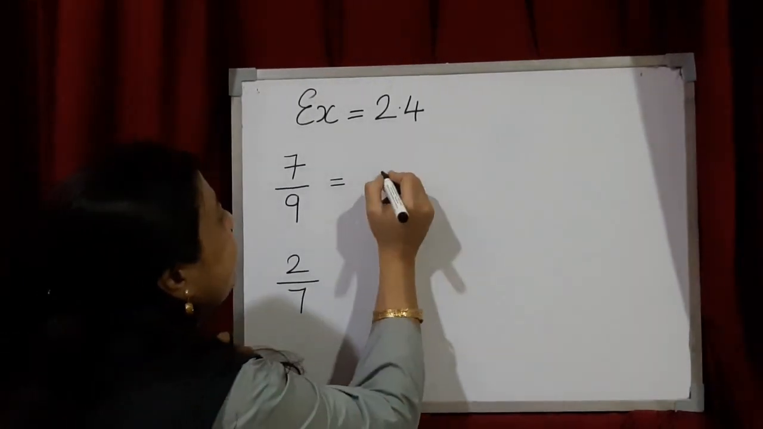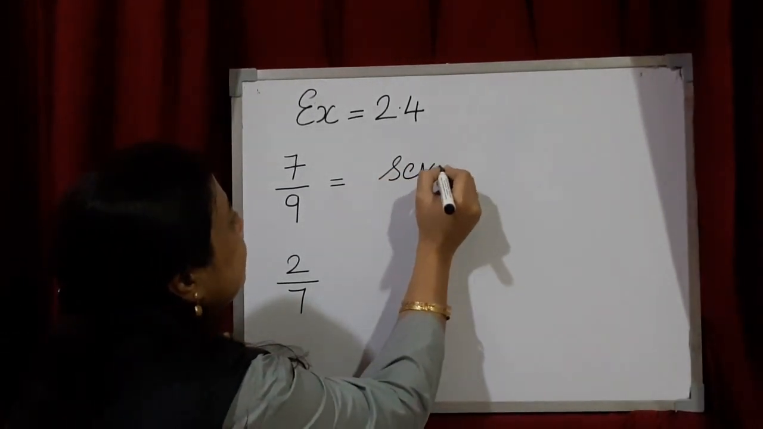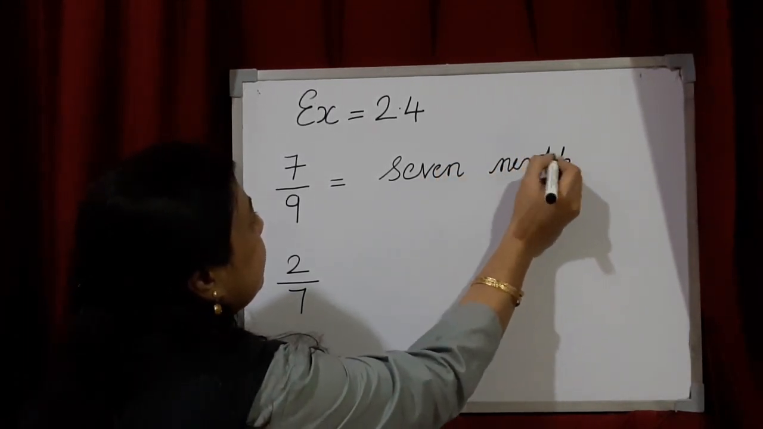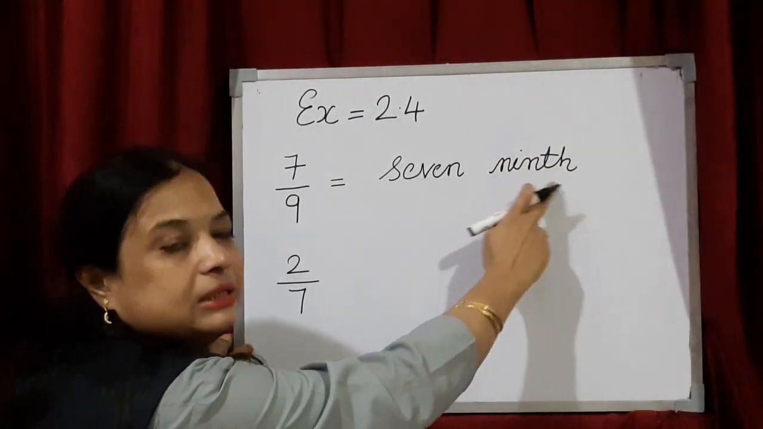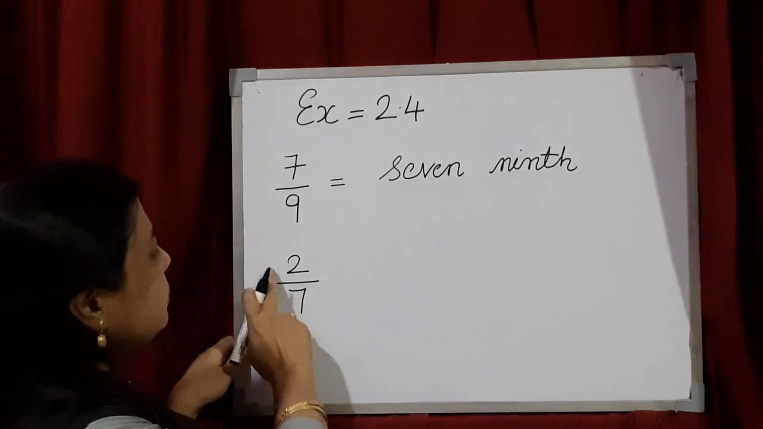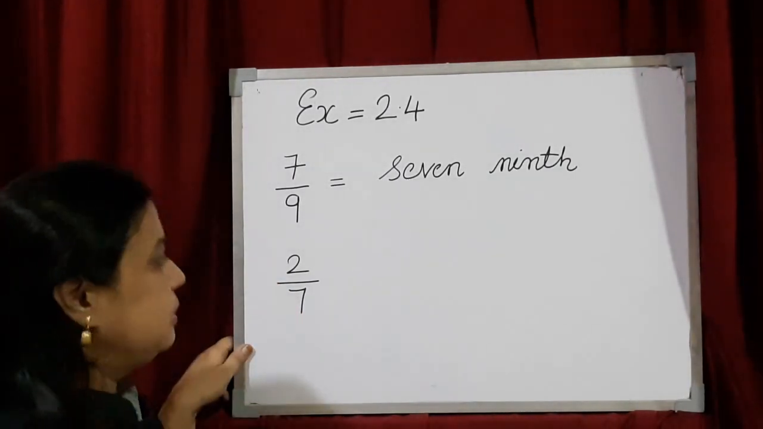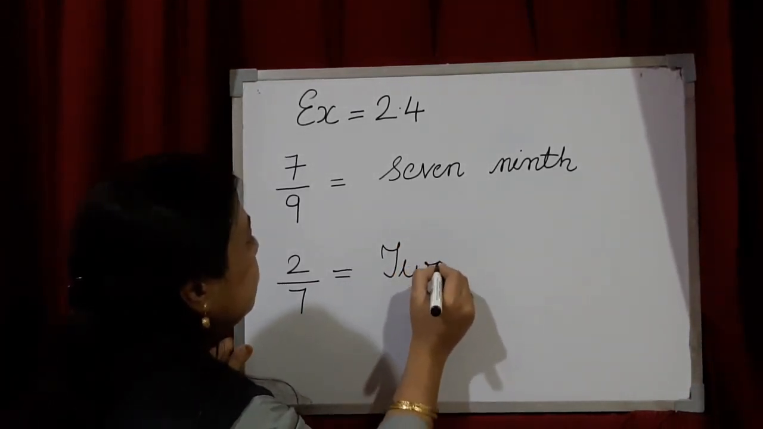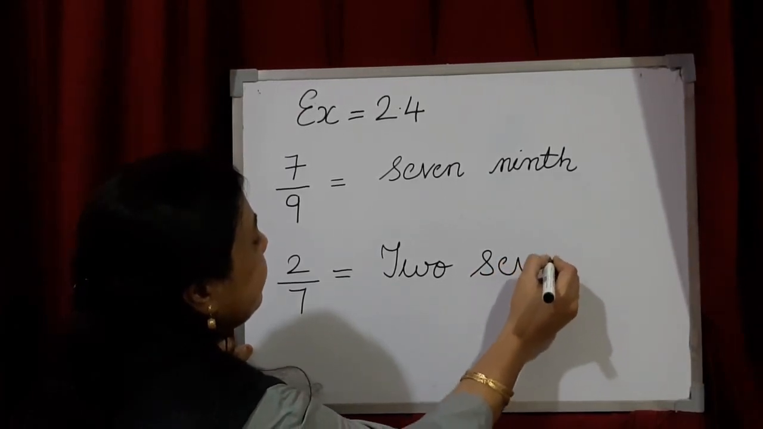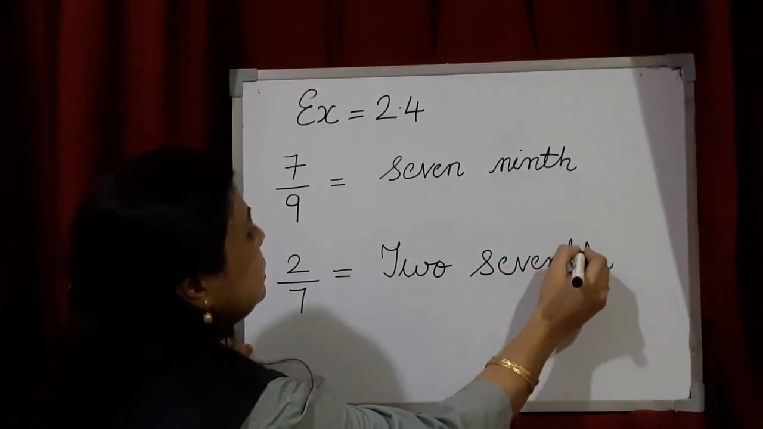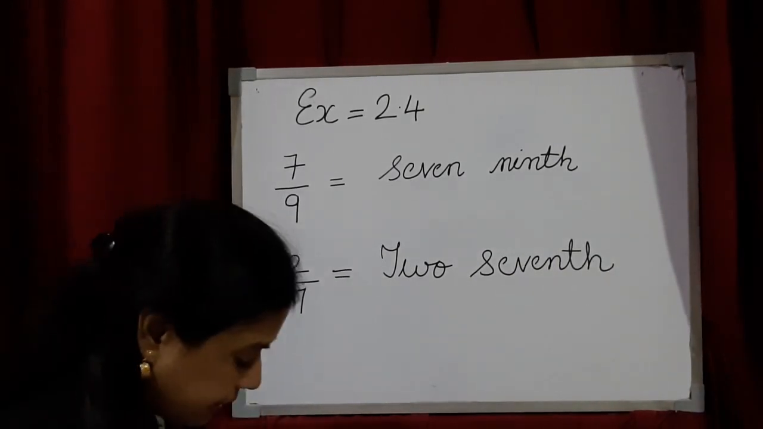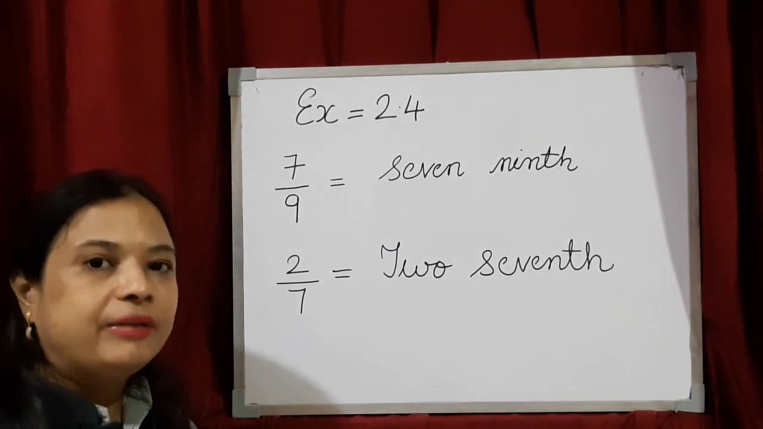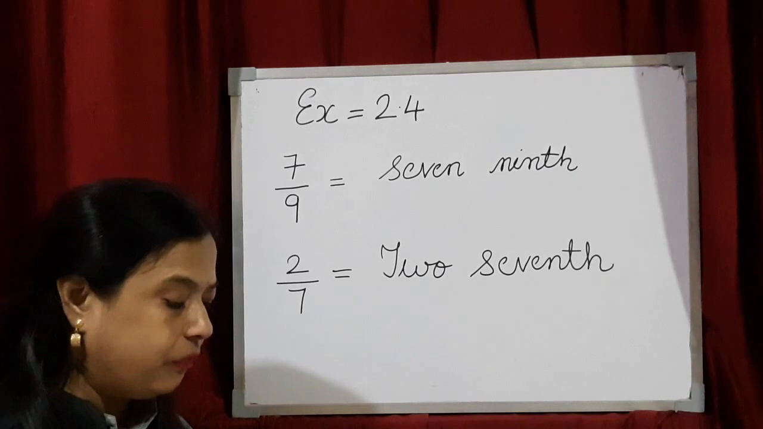So what will you write? 7, 9th. This number is the cardinal number and this number is the ordinal number. Okay. Now, what fraction is this? 2/7, right? So you will write here 2/7. Okay. So this way, children, there are other examples also given, and you will write the fractions in words.